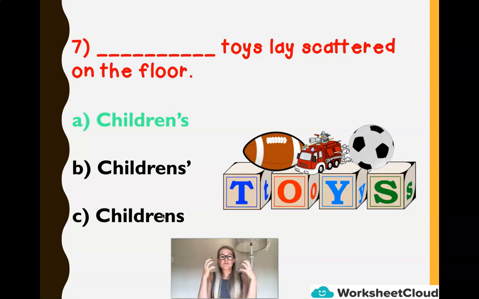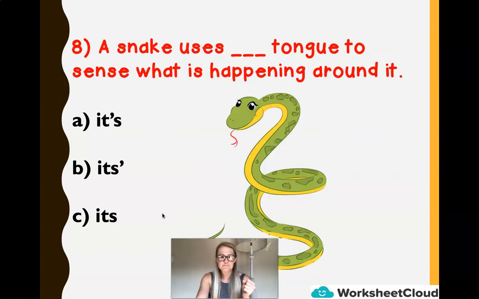Right. Children is plural, so we know it's many children. The toys belong to the children. And remember, it does not end in an S, so we have to put apostrophe S to show possession and belonging to the plural of children.